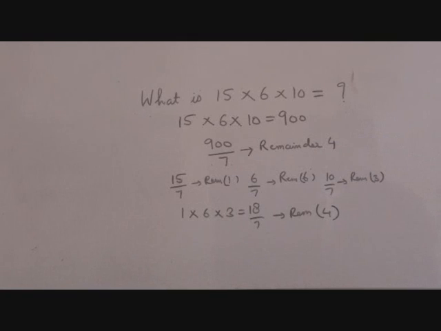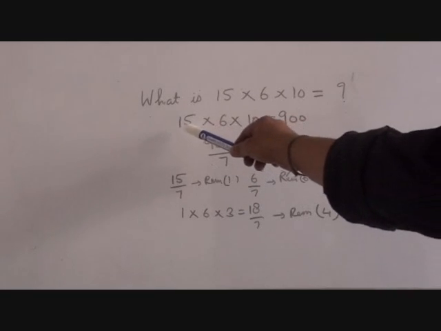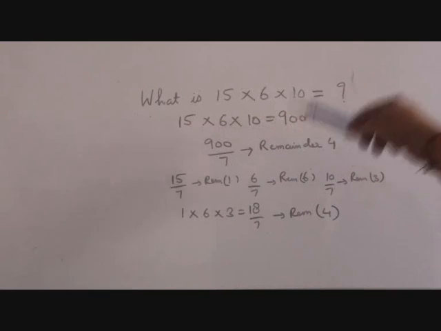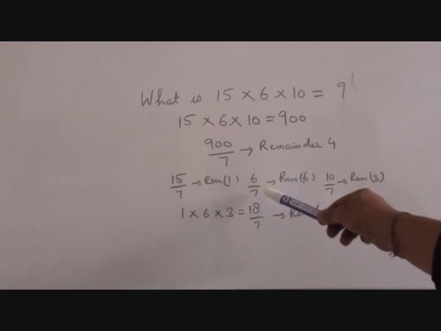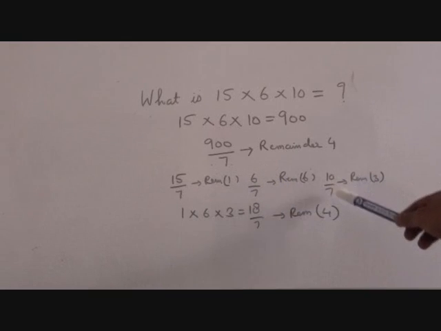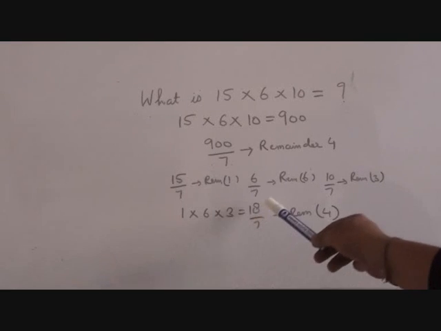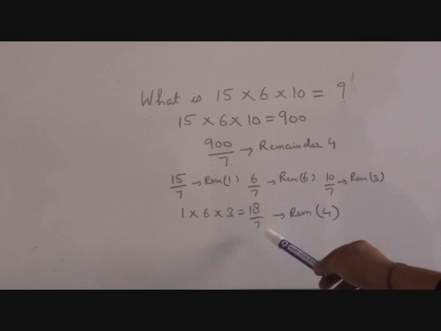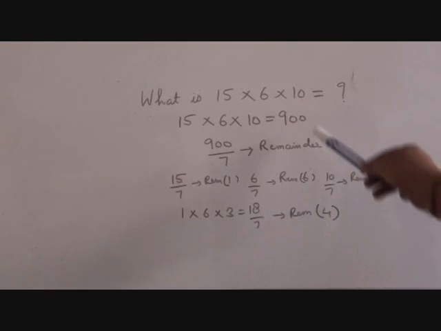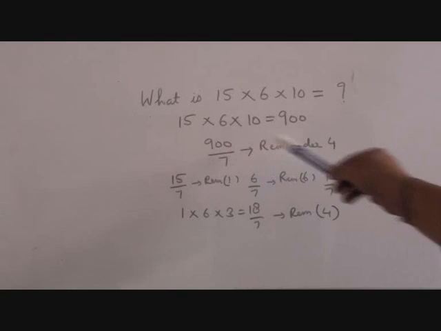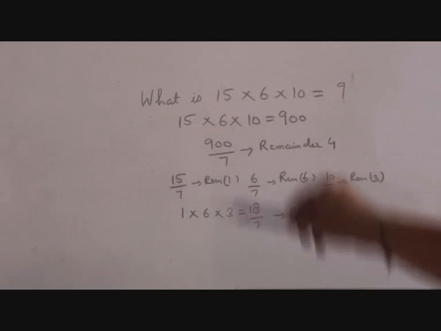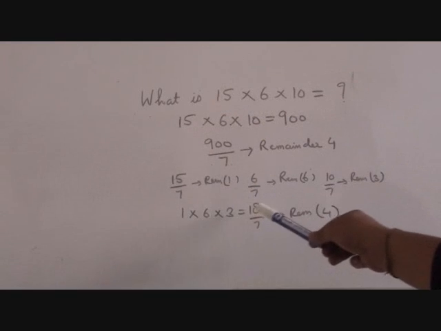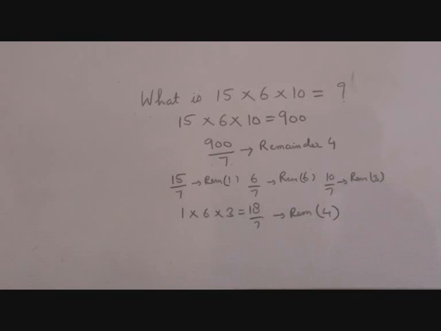Okay. Now we can also find the individual remainders when 15, 6 and 10 are divided by 7. 15 divided by 7 gives remainder 1, 6 divided by 7 gives remainder 6, 10 divided by 7 gives remainder 3, right? And 1 times 6 times 3 gives you 18, and 18 divided by 7 gives remainder 4. So either we divide 900 by 7 and get remainder 4, or we find the individual remainders by 7, multiply them, and then divide this by 7 to again get remainder 4.